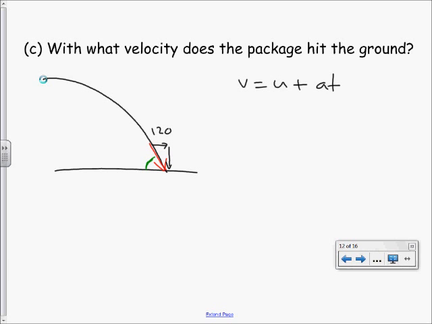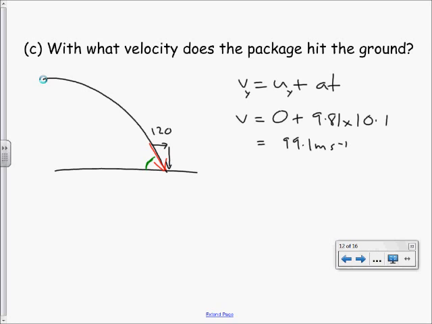Now to calculate the vertical component, V equals U plus AT. We're talking about vertical velocity. We're looking for that. U, remember, is not 120 in the vertical. This could be Vy, Uy if you want. We're talking about the vertical direction. So therefore, that's going to be 0 plus 9.81 times our 10.1 that we figured out earlier. Okay, and so 9.81 times 10.1 equals 99.1 meters per second.